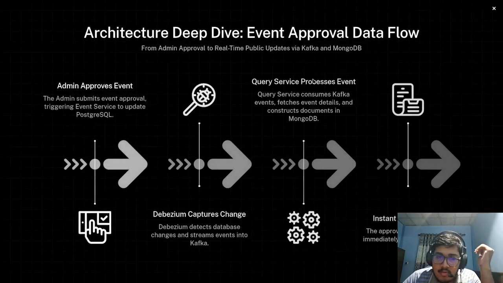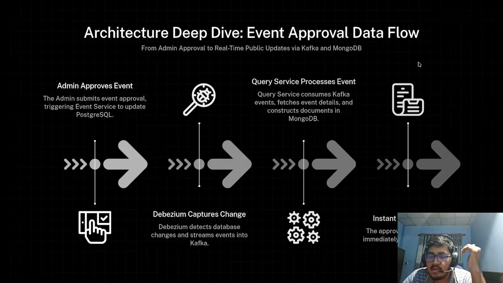Okay, so as I have already explained, this is the event approval data flow. As you have already seen in the demonstration, a user will need to create an event and an admin has to approve that. So after an admin approval, the DBCM will capture that change in the database and publish it to Kafka, and our query service will consume that and create that denormalized document in MongoDB, and then our users can basically see the event. So I hope that's clear.